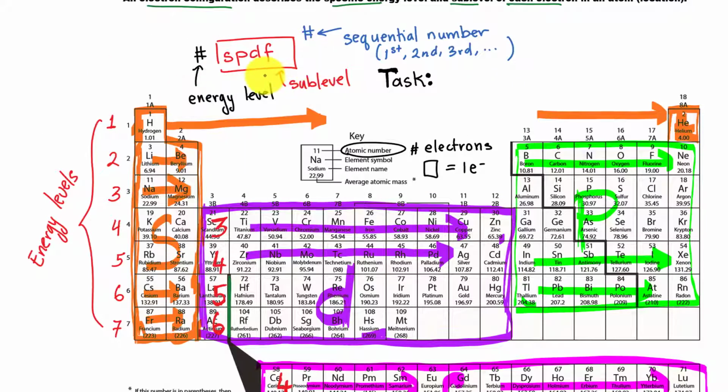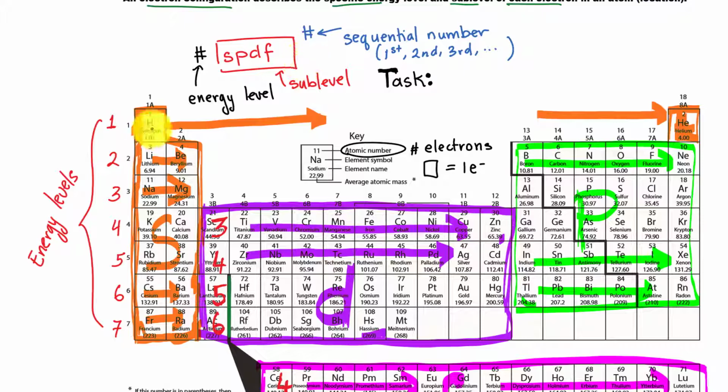Now, if we look at the sublevel, there are 4 possible sublevels: S, P, D, F. For example, energy level 1 only has the S sublevel if we read across. Energy level 2 has the S and the P. Energy level 3 has the S, P, and D. And energy level 4 has the S, P, D, and F. So keep that in mind, okay? Use your periodic table.